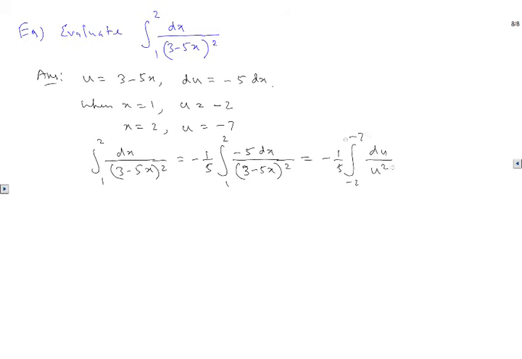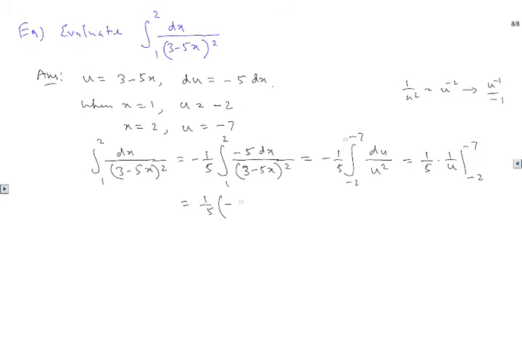Negative 1 over u squared. So 1 over u squared you can write as u to the negative 2. So we use the power rule, and it becomes negative 1 over negative 1. So that means this is simply another negative sign that makes it become positive 1 over u. The limits are negative 7 and negative 2. That's it.